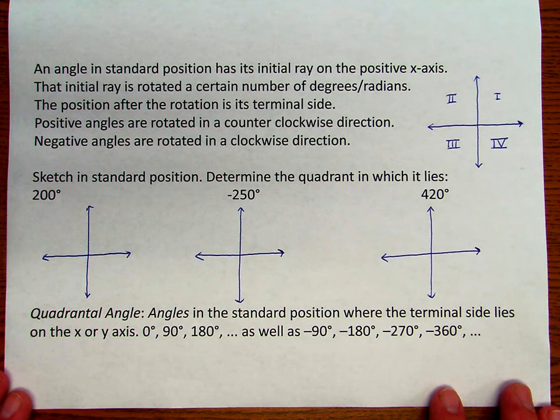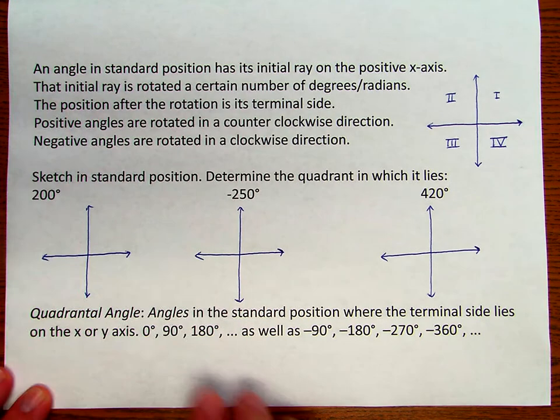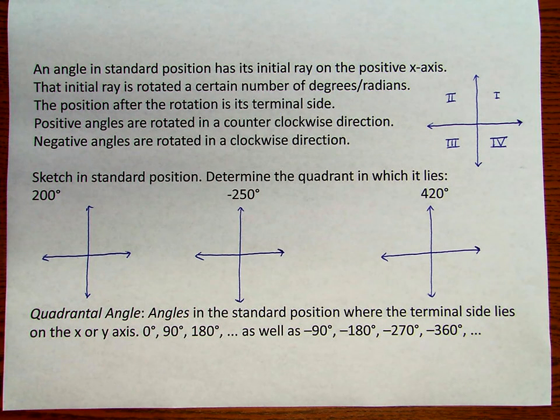So first thing we need to know, an angle in standard position has its initial ray on the positive x-axis. That initial ray is rotated a certain number of degrees or radians, depending on what mode we're in. The position after the rotation is its terminal side. Positive angles are rotated in a counterclockwise direction. Negative angles are rotated in a clockwise direction.